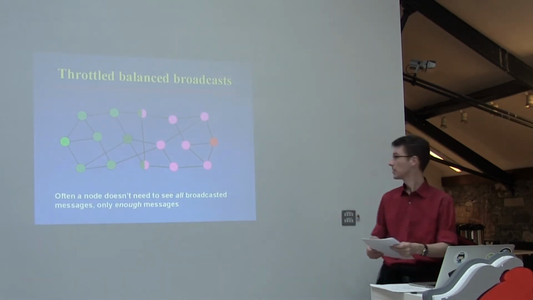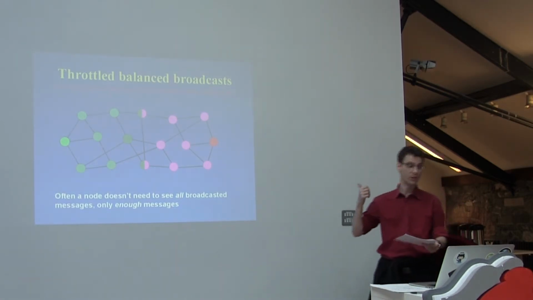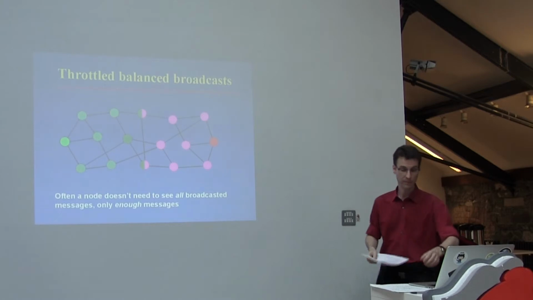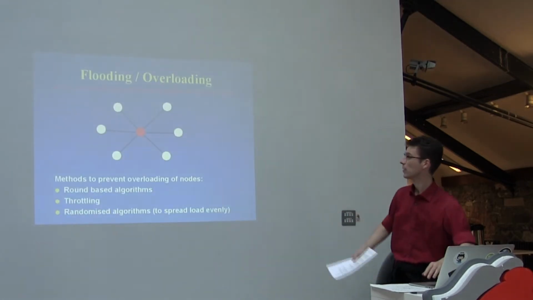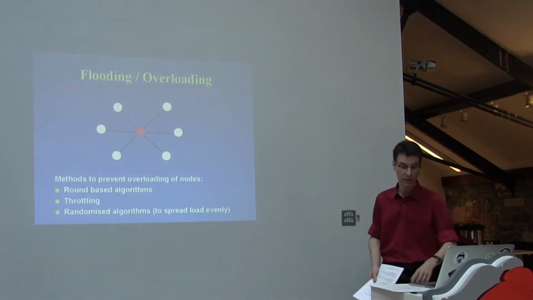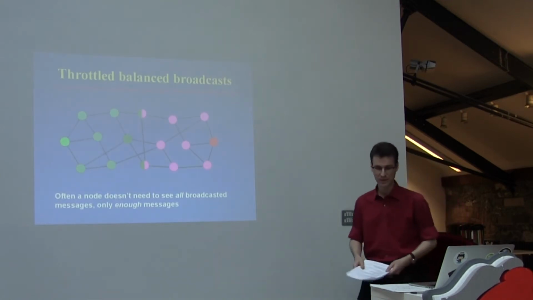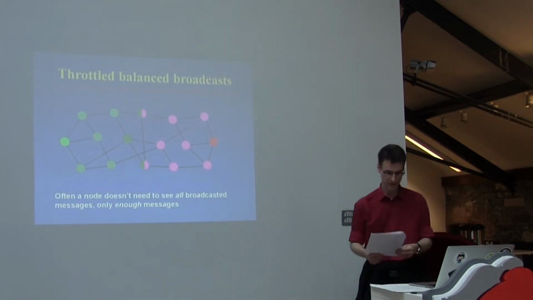Yeah, okay. This throttle slotted balance broadcasting is actually all three of that. It's grouped, it's throttling, and it's randomized. So it actually uses all the things to prevent flooding.